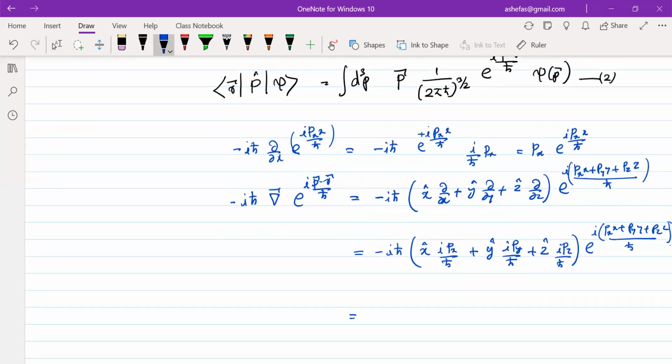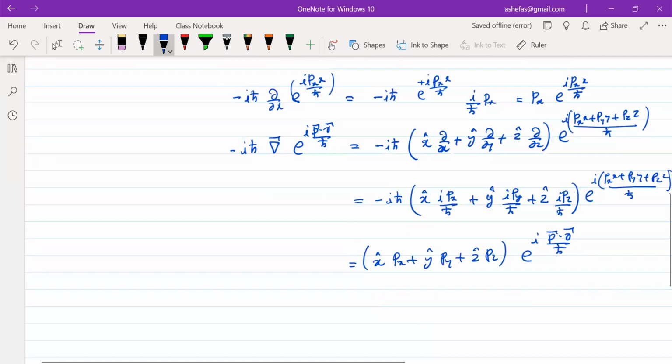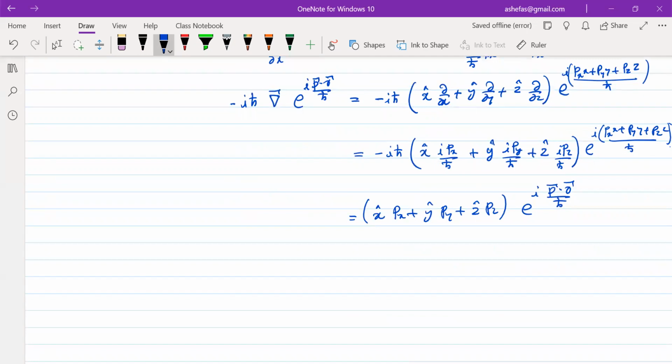Okay, now if you take this minus iℏ cross inside, then we'll get x̂ Px plus ŷ Py plus ẑ Pz, then this exponential e raised to i P dot r by ℏ. Now the quantity inside this bracket is nothing but the momentum vector. So it gives the momentum vector times e raised to i P dot r by ℏ.